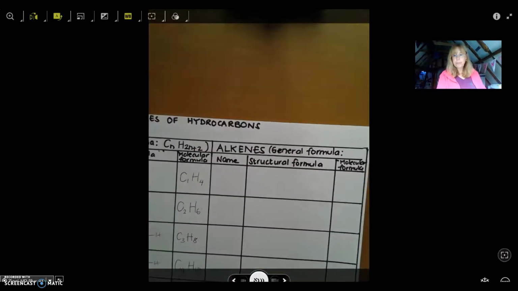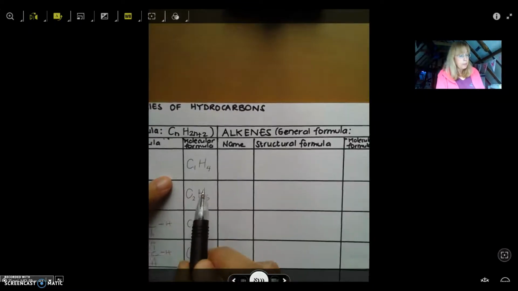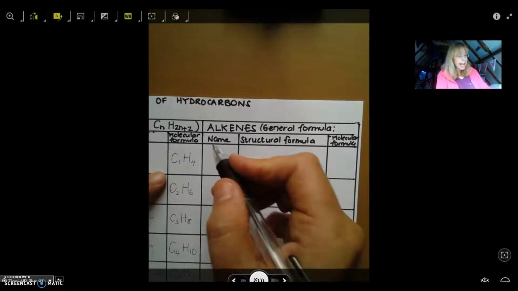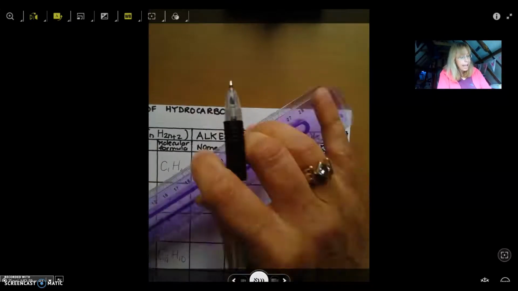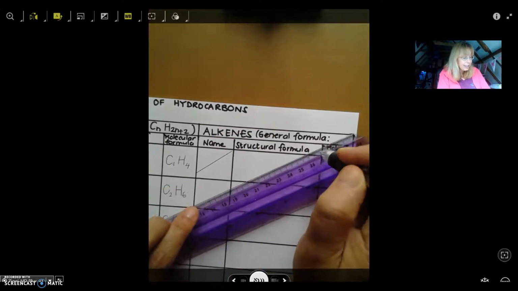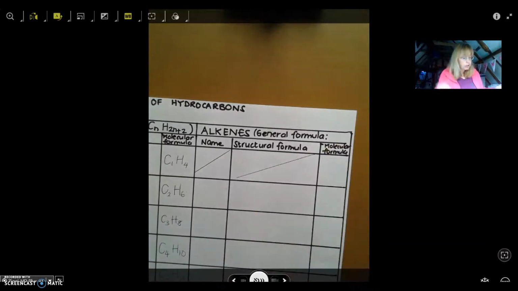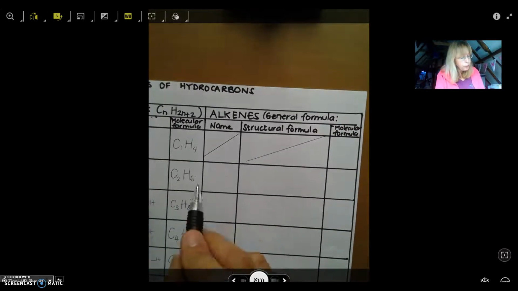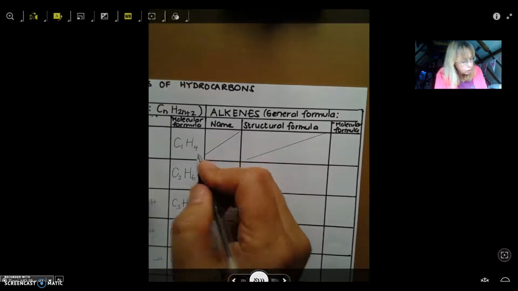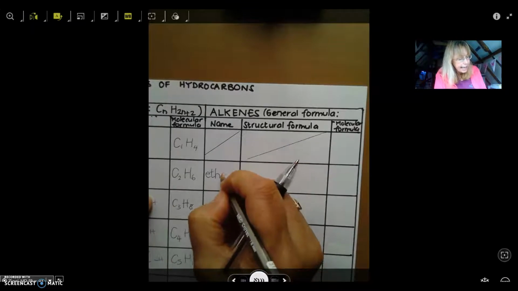Okay, so let's go back to our sheet and let's draw that in. Ethene. Because we have to have a double carbon bond, we are not actually going to have an alkene with 1 carbon, because you need a double carbon bond, so that's not going to work. So we start off with eth, this time with ene.